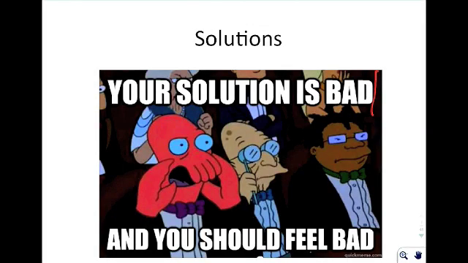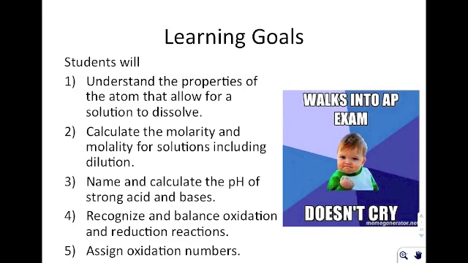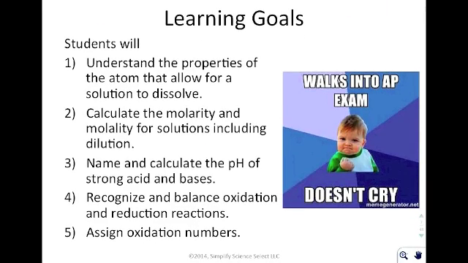This is not all of the information that you'll learn on solutions in this course, but it is a primer of information that you will need in order to proceed to future units. So, first things first, the learning goals: you should be able to understand the properties of the atom that allow for a solution to dissolve. You should be able to calculate the molarity and molality for solutions, including dilutions. You should be able to name and calculate the pH of strong acids and bases. You should be able to recognize and balance oxidation reduction reactions, and you should be able to assign oxidation numbers.